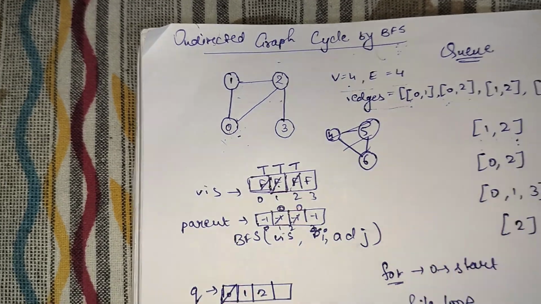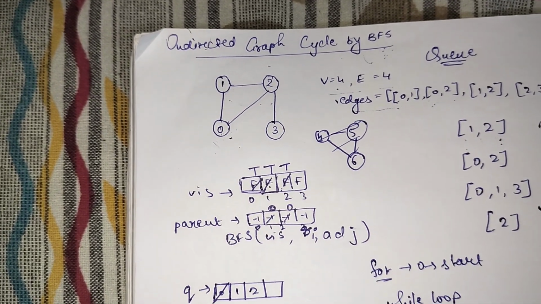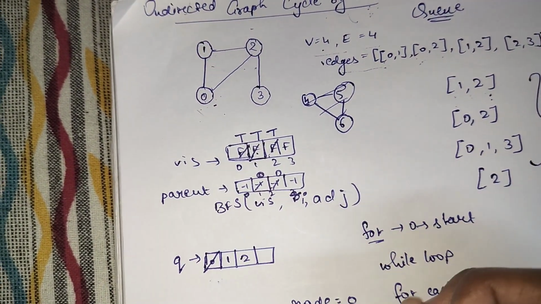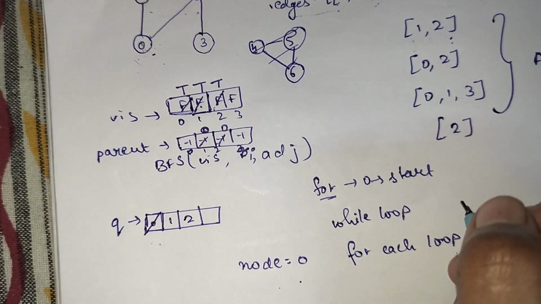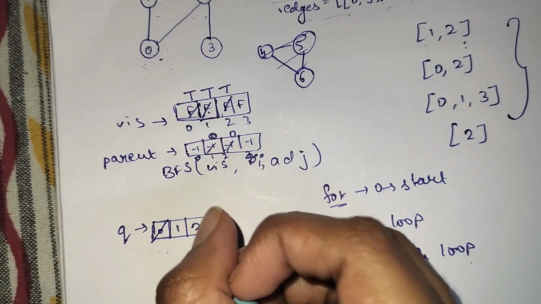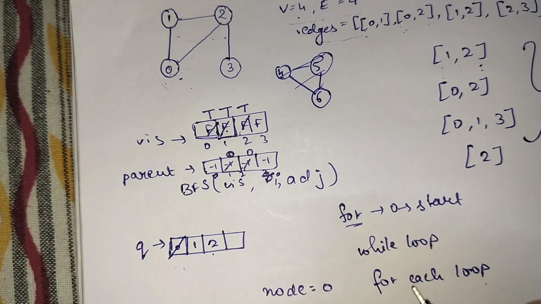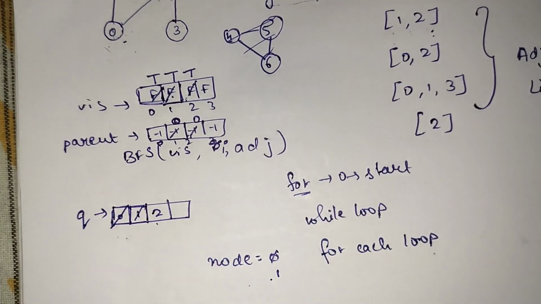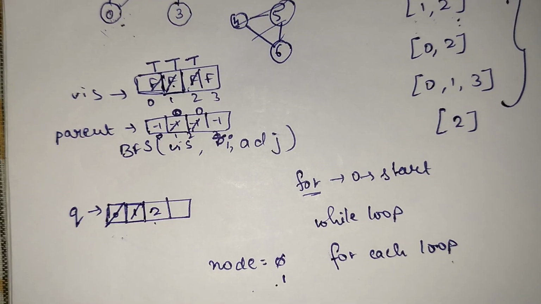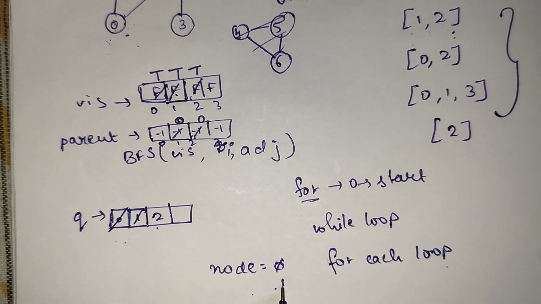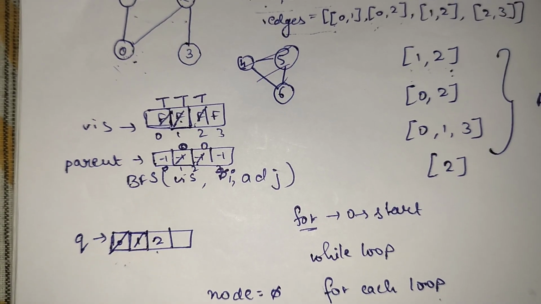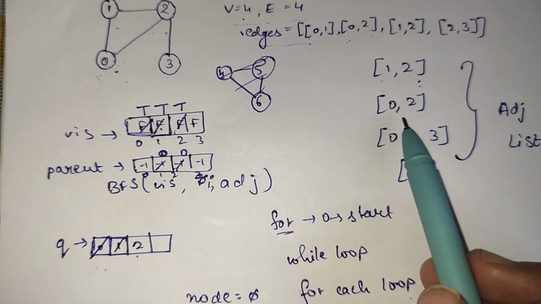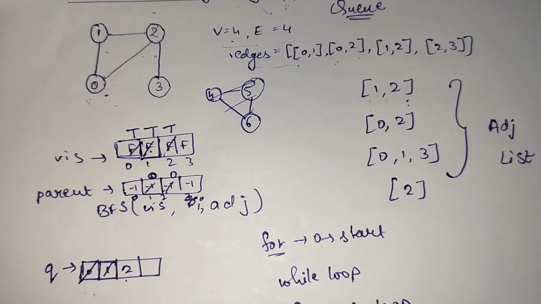Okay, now I did this, so my for each loop got finished for node 0. Now again, is my queue empty? No, it is not. So I'm going to take the first value of this, remove it and store it in node. My node value became 1. Now I'm going to check with my node 1 whether these nodes are visited or not. In my adjacency list, 0 and 2 are there.